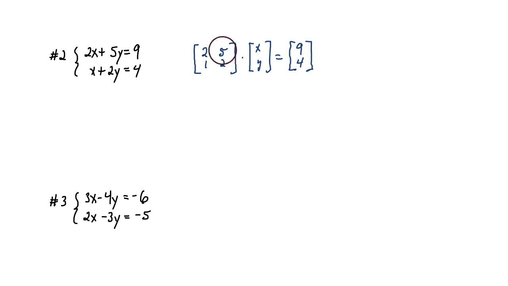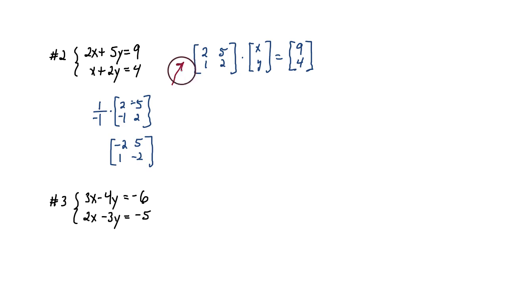Now we want to find the inverse of that coefficients matrix. We'll do that over here in the margin. 1 over its determinant. 4 minus 5 is negative 1. Then switch these, change the sign on these. When you multiply the negative 1 out front to all 4 of those numbers, it will make negative 2, 5, 1, negative 2.